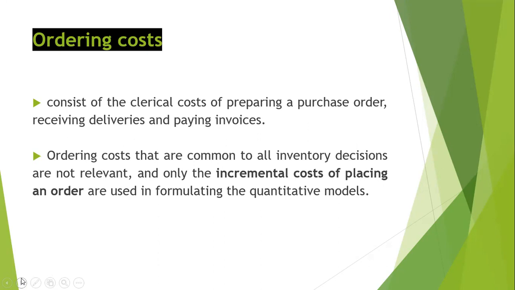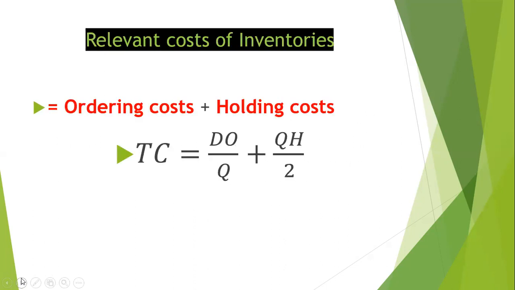When we are determining the EOQ, we have to only consider the relevant costs. Those are the incremental cost of holding inventories and the incremental cost of placing an order. So the relevant cost of inventories, that is ordering costs plus the holding costs.